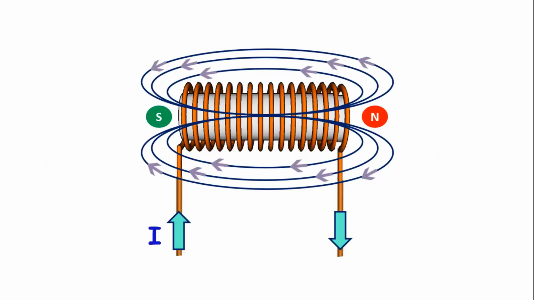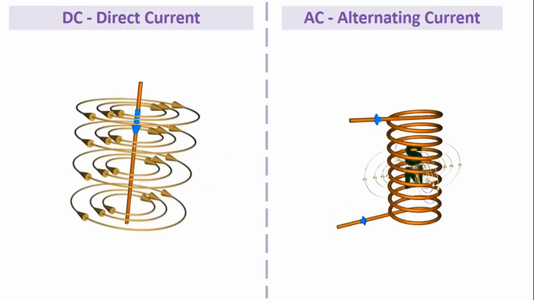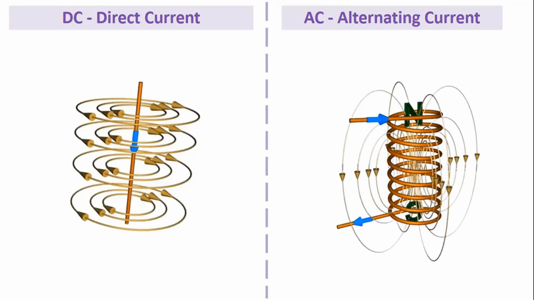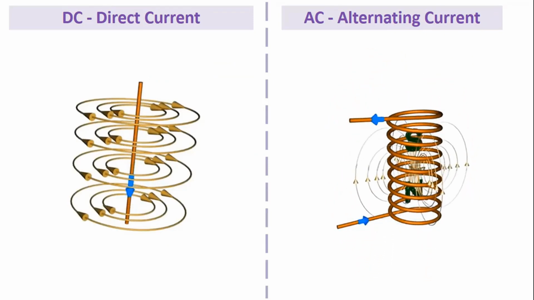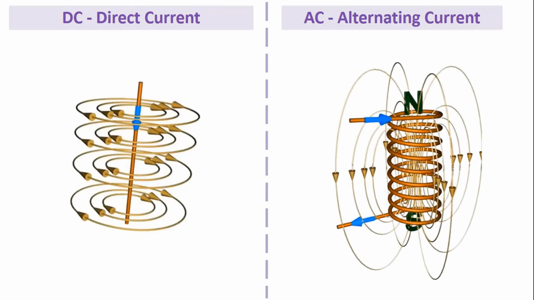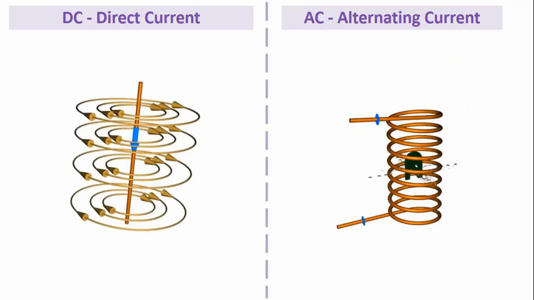Here, this electromagnet has north and south poles according to the direction of the current. While the current flowing through the conductor and the direction of the magnetic field are constant if it is direct current, the intensity and direction of the magnetic field is constantly changing if it is alternating current.